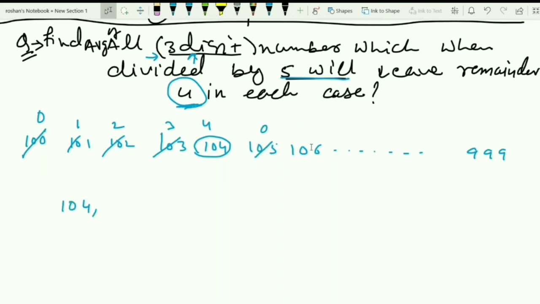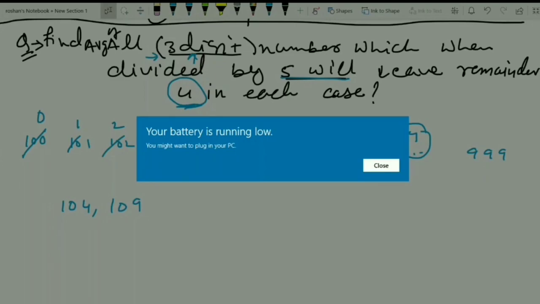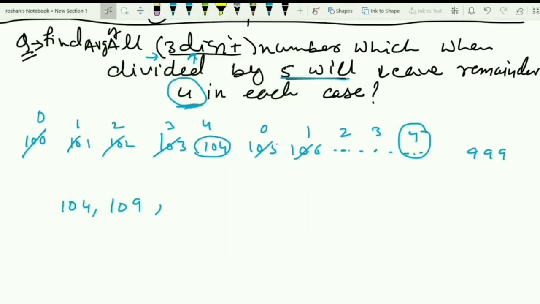5 again will give 0. This will give 1. The next number will give 2. This will give 3. This will give 4. So this is 6. This will be 7. This will be 8. This will be 9. The next number will be 109. I hope you understand. I'm doing it very slowly, so everyone will be able to understand this. This is 109. Let me plug the power source here.